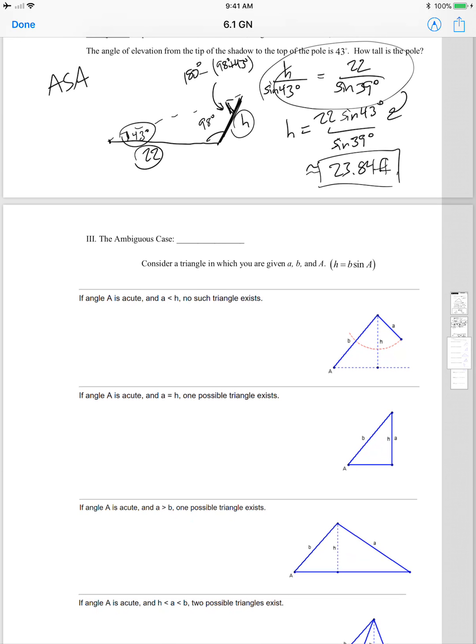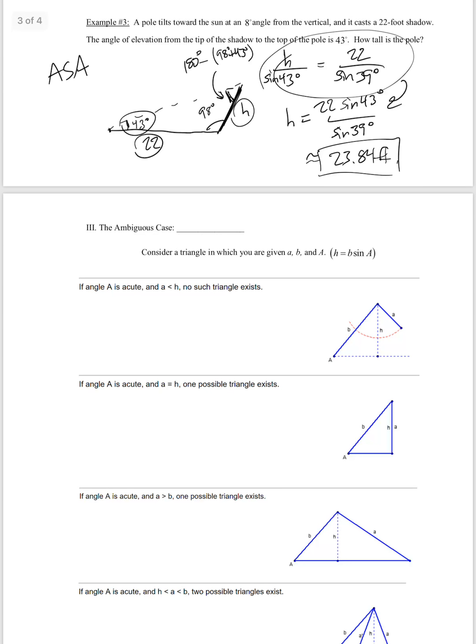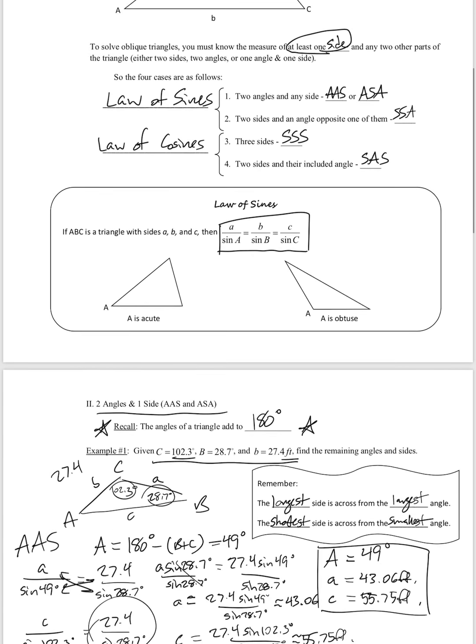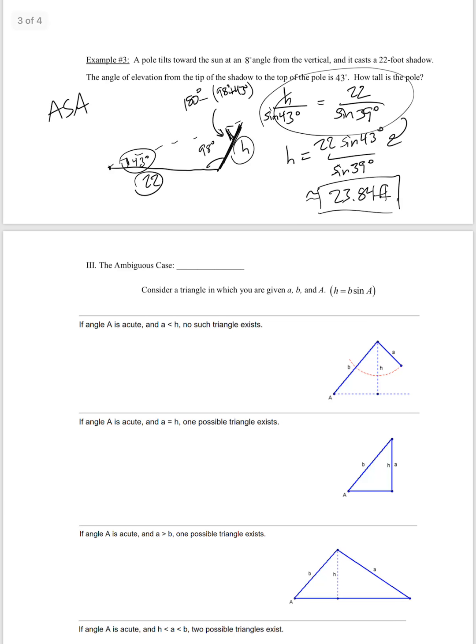And then we do get to this next part that is a little more challenging, of course. And that is what we call the ambiguous case. So we had these 4 cases up here. 2 angles and any side, angle, angle, side, or angle, side, angle. We just looked at examples of those. Those don't get too much more challenging than that. We could also have 2 sides and an angle opposite one of them, and that is what we call the ambiguous case. So side, side, angle.